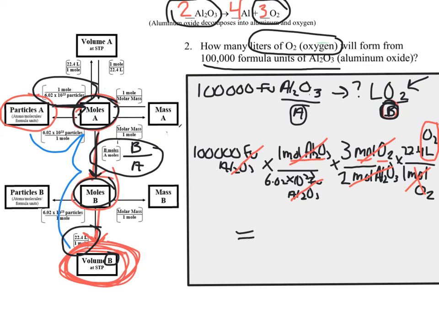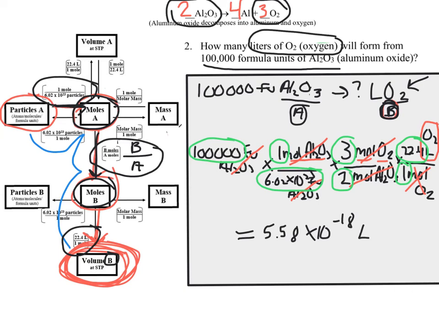So if we throw this in our calculator, remember the whole idea is to multiply by the top, divide by the bottom. I'm going to put 100,000 in my calculator. Multiply by the top, times 1. Divide by the bottom, which is 6.02 times 10 to the 23rd. Multiply by the top, times 3. Divide by the bottom, so divide by 2. Multiply by the top, times 22.4, and divide by the bottom, which is divided by 1. When I do that, I'm going to end up with about 5.58 times 10 to the negative 18th power, and my units will be liters of oxygen.